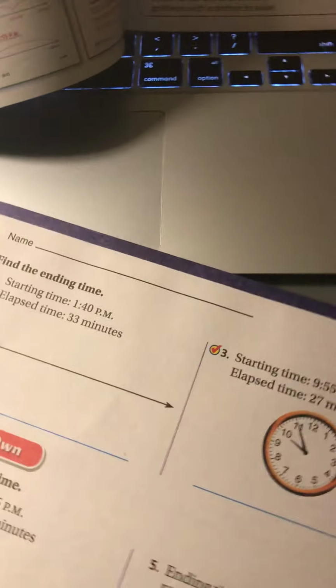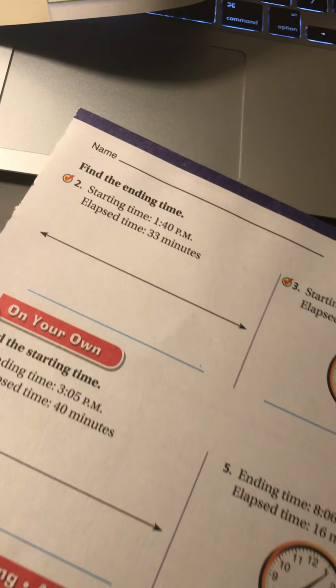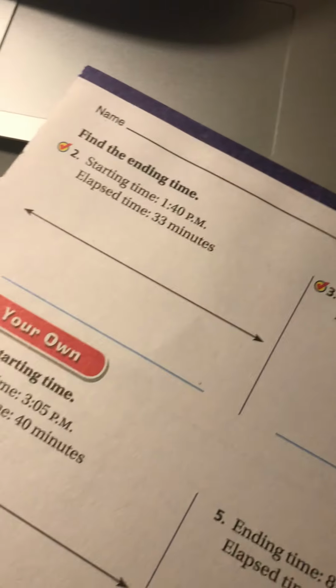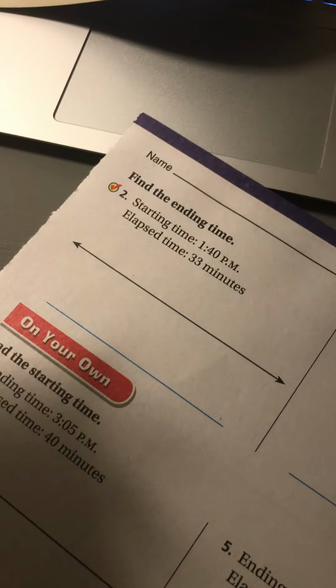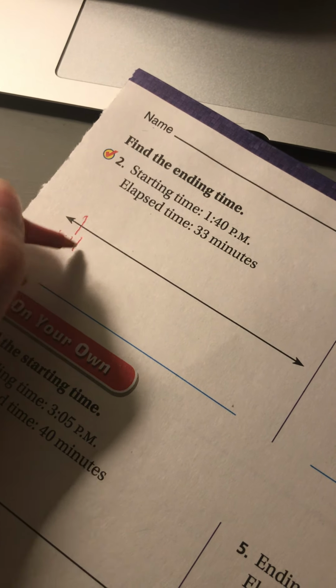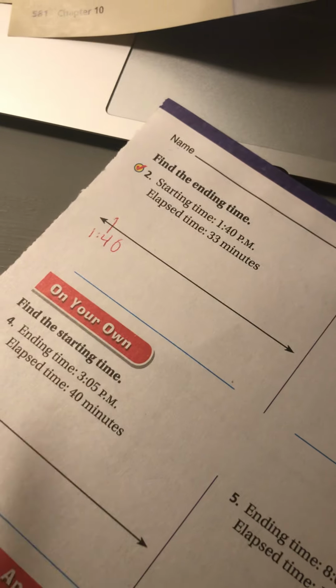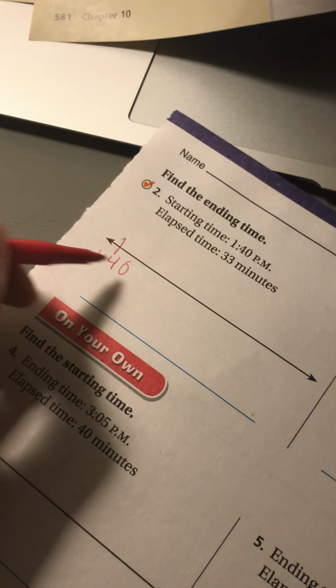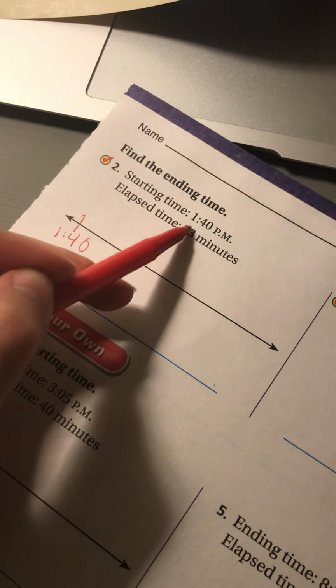All righty. A few more of these. Number 2, starting time is 1:40. So we're given the starting time, which is over here. Always remember on the number line, starting time is left to right, like you're reading. So we start at 1:40, we need to go 33 minutes.